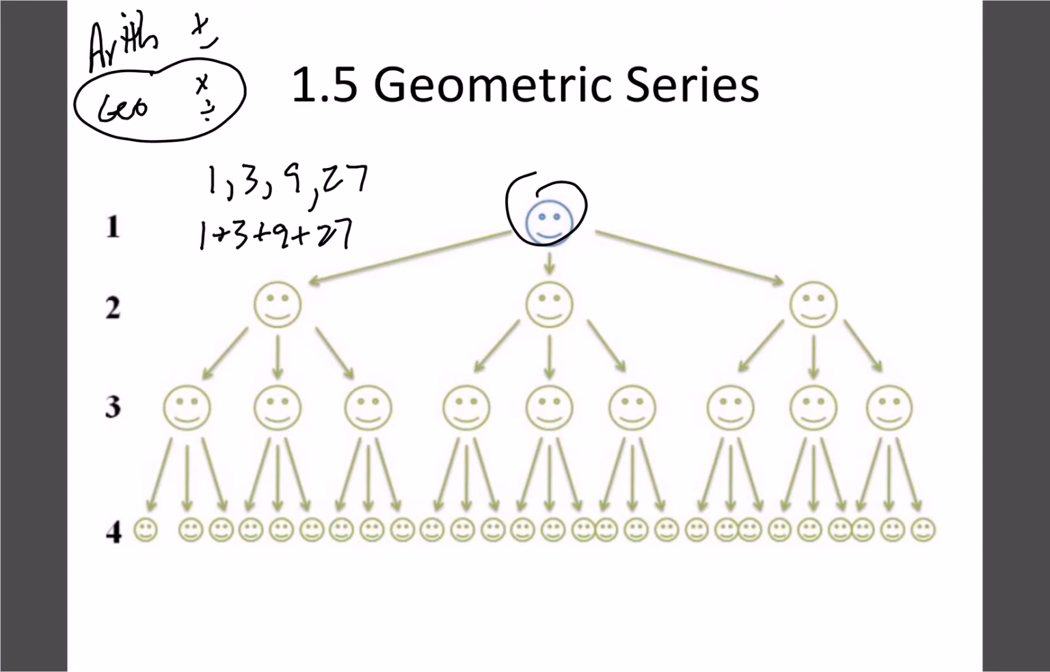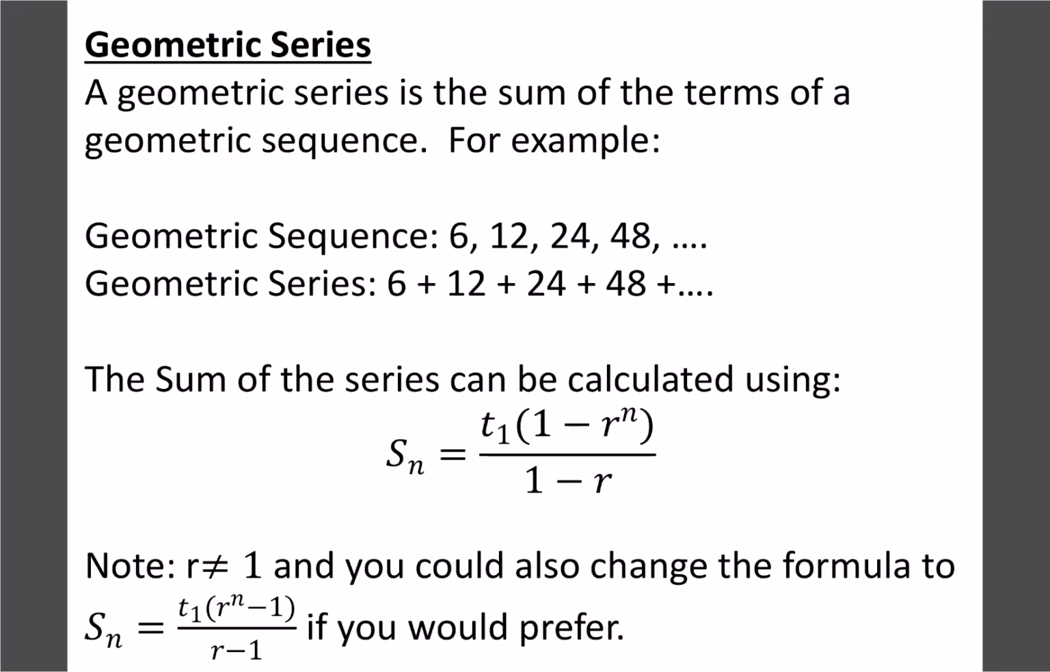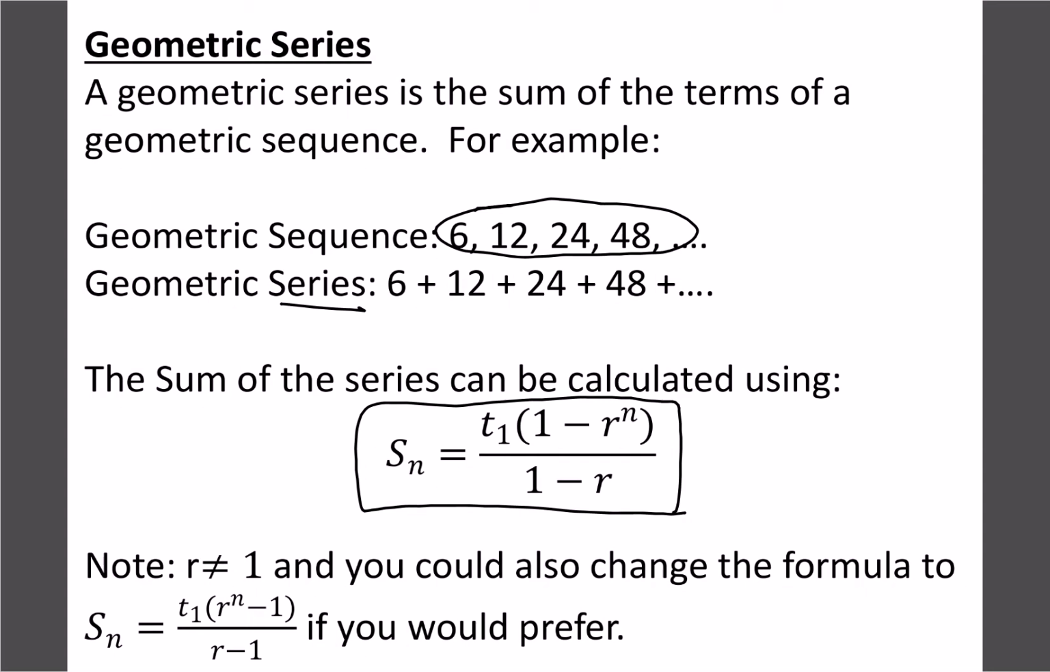The same sort of logic applies, just we're dealing with geometric, so we have a different formula once again. Our geometric series is the sum of terms, just like it was for arithmetic. If we have a sequence like 6, 12, 24, 48, and we add them all together, that'll be our series. The formula looks a little more complicated, but it's pretty simple. Just plug your numbers in. We have term 1 again, and we need to know our R value, what we're multiplying by, and how many terms.